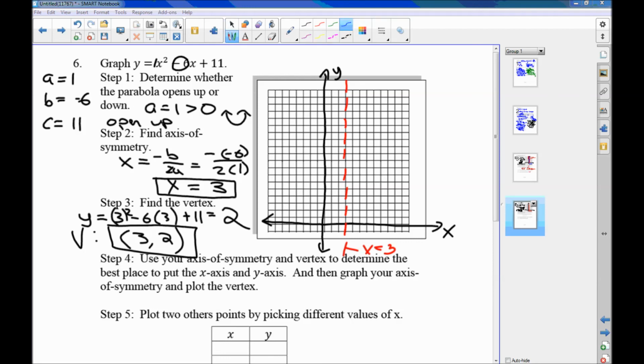All right, now we're going to plot (3, 2). So that's 3 over. That's 3 takes us to the axis of symmetry, and then 2 up. That's going to be the bottom of our parabola because that's the lowest point.